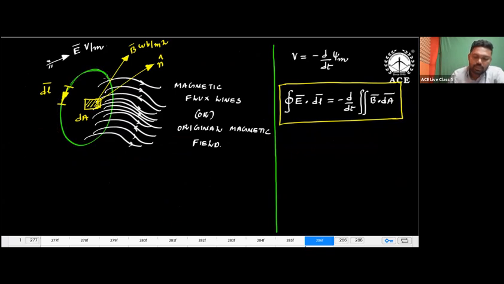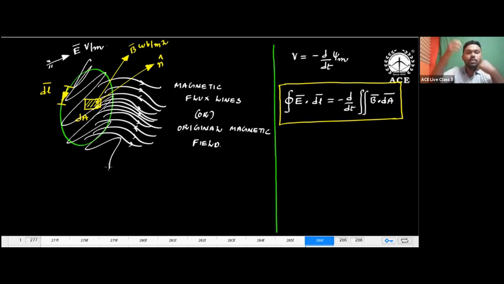Because of that EMF, current flow happens. As the current flows, there will be a new magnetic field. The newly induced magnetic field is going to oppose this original magnetic field. That is what Lenz law is. I will repeat: when the flux lines cut this loop, EMF is induced. Because of that EMF, current flows. Because of that current, there will be a new magnetic field. That new magnetic field will oppose the original magnetic field.